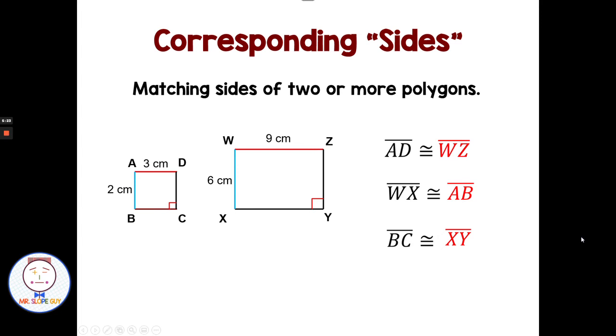So we're matching sides. So you're saying which part matches from the small rectangle to the large rectangle, or which part matches from the large to the small.